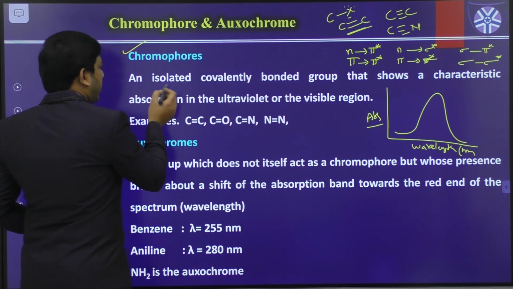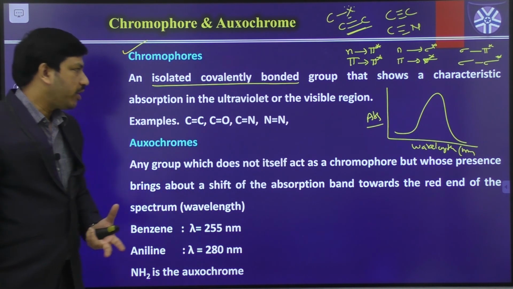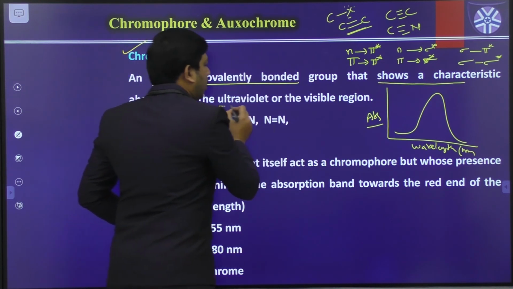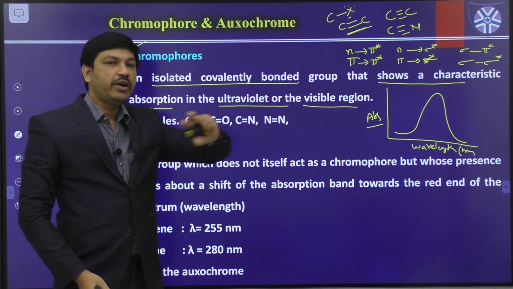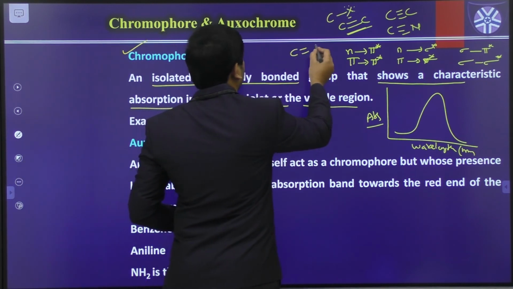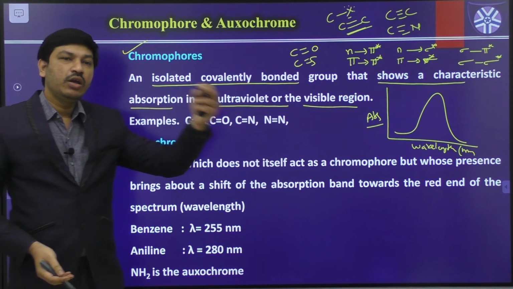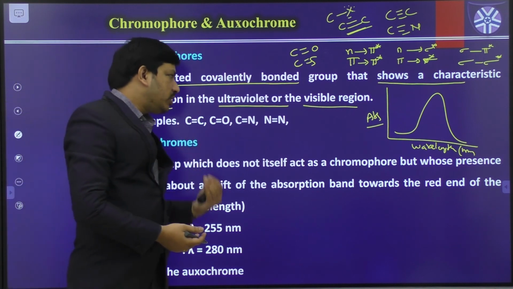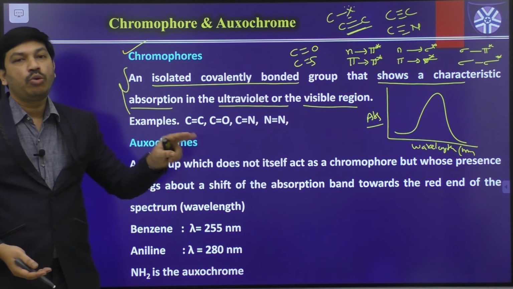So a chromophore is defined as an isolated covalently bonded group that shows characteristic absorption in the ultraviolet or visible region. So in your molecule, one independent group, either a C double bond C group, or a C double bond O group, or a C double bond S group, or any other kind of group, can give characteristic absorption in the region of either visible light or ultraviolet light. Such groups are called chromophores.